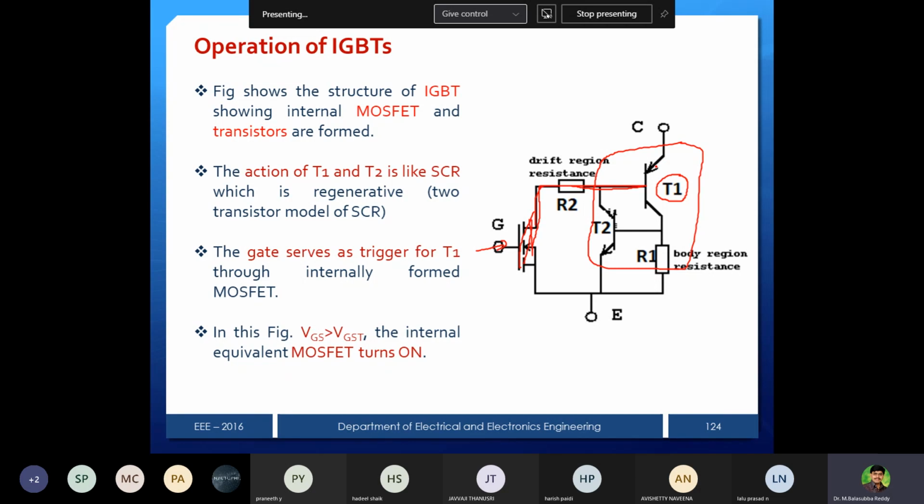So then what will happen? T1 will be turned on. When will T1 be turned on? Once you trigger the MOSFET. The MOSFET will trigger when the gate-source voltage goes beyond the threshold voltage, that is VGS(th). Then automatically this device will trigger. Once it is on, that is connected to the base of transistor 1.